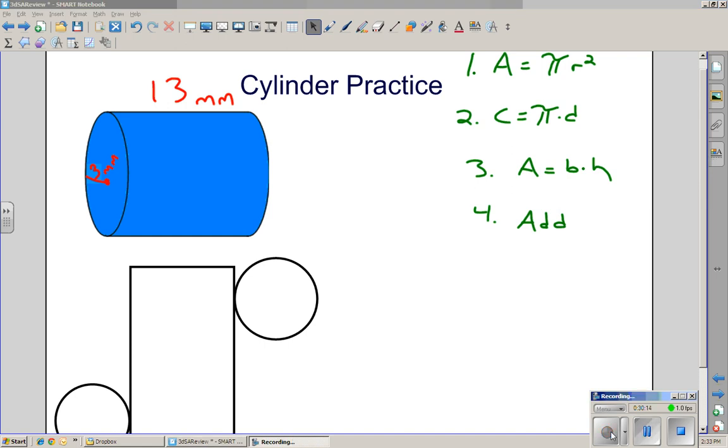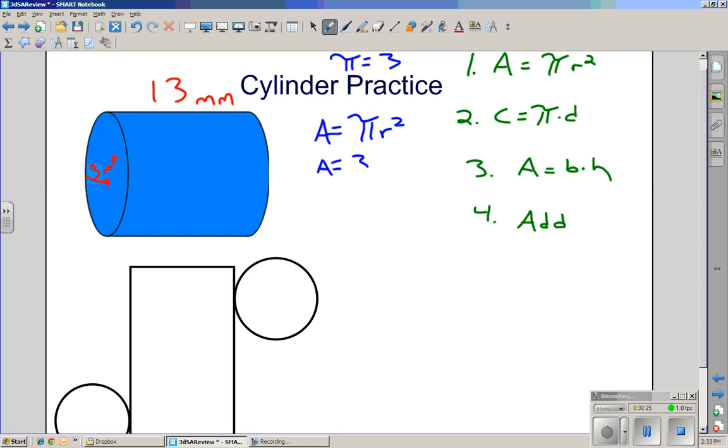Let's begin with my circles. A equals pi r squared. Again, we're going to use 3 for pi. That is 3 times 3 squared. 3 squared, remember to do that first. 3 squared is 9. 3 times 9, the area of each circle is 27 millimeters squared. So I will fill those in.